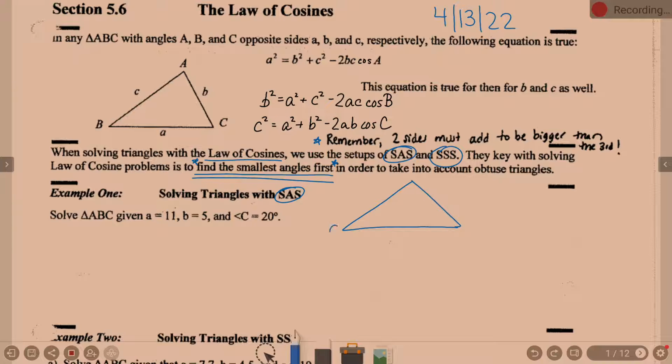They give me angle C, so I'm going to put C over here and label it as 20 degrees. They don't give me side c, so I'm just going to call that c. They give me a side B of 5, which I'm going to put up here because it's probably a little shorter. And they give me a side A of 11. And then based on the way I set up my triangle, there's angle A, there's angle B.